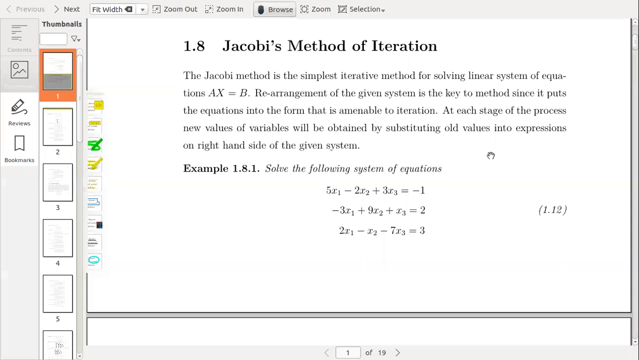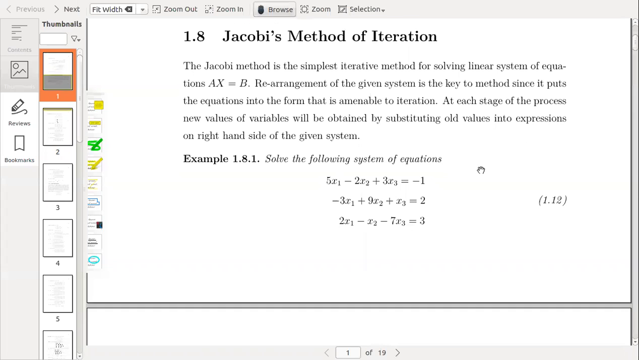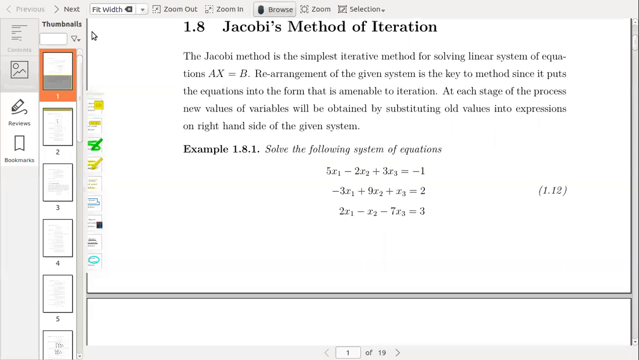So today we discuss Jacobi's method of iteration. There are two types of numerical methods: one is the direct methods and the other is the iterative methods. The difference is that in direct methods we apply the method only once to the problem, and in iterative methods we apply it again and again, repeatedly, to find the solution of a system of numeric linear equations.